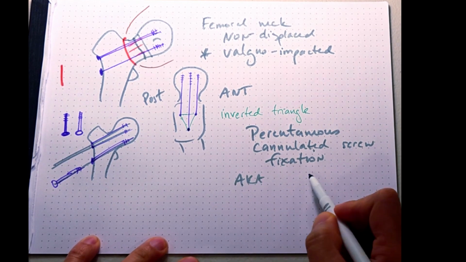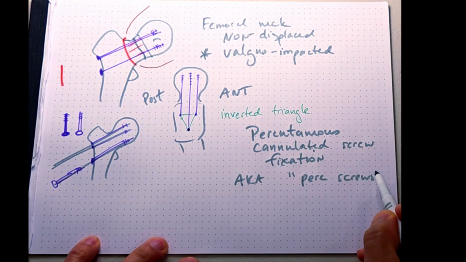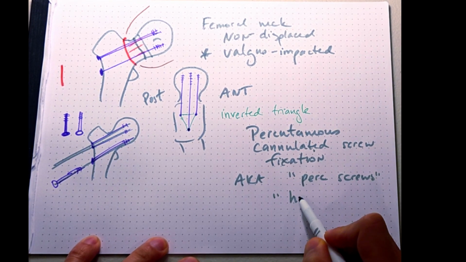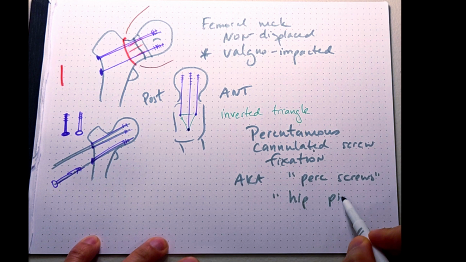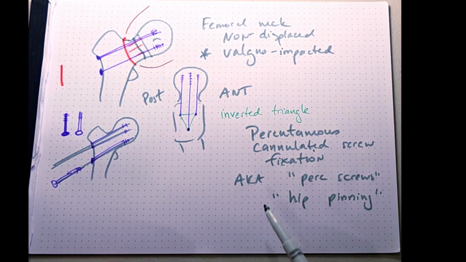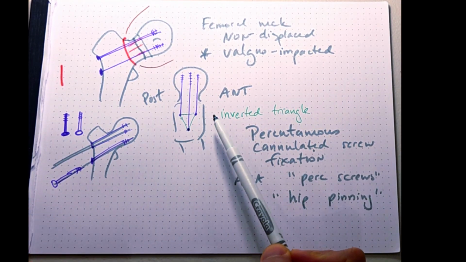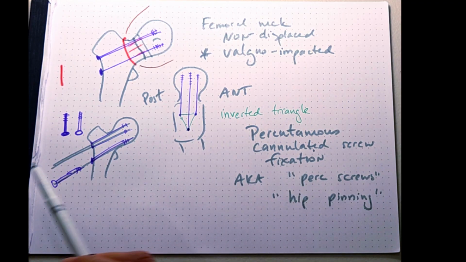So that's a mouthful. Some people say perc screws, and most commonly we say hip pinning, because the first step is pinning them, and it's just easier to call posting and say I want a hip pinning rather than I need a percutaneous cannulated screw fixation. Most of the time for these femoral neck fractures, we're going to treat them with 3 parallel screws in this inverted triangle.